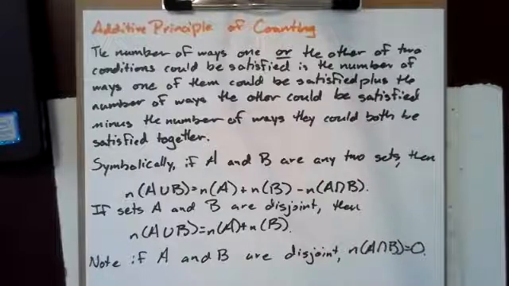If sets A and B are disjoint, then the number of elements in A union B is equal to the number of elements in A plus the number of elements in B. Note, if A and B are disjoint, the number of elements in A intersect B is 0.